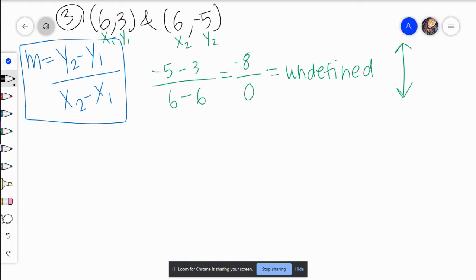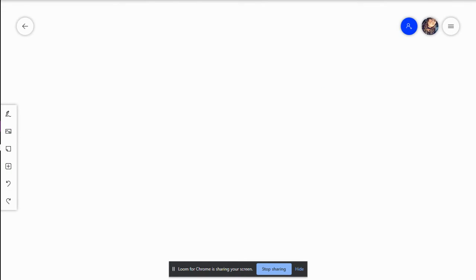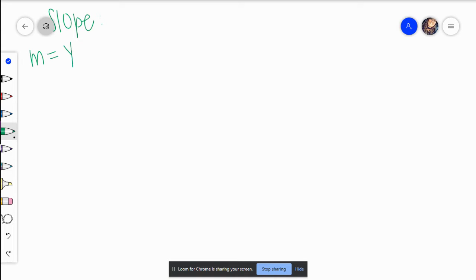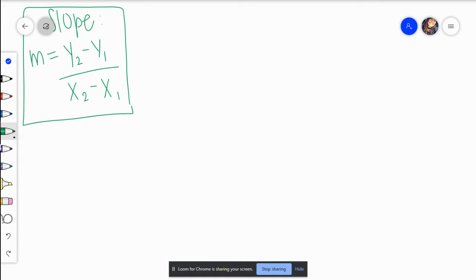Intercept form problem. Okay, so we need to know a couple of formulas first to be able to solve these. And for our slope, the formula is m equals the difference in our y values over the difference in our x values. So that is our slope.